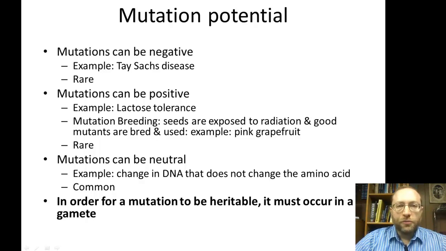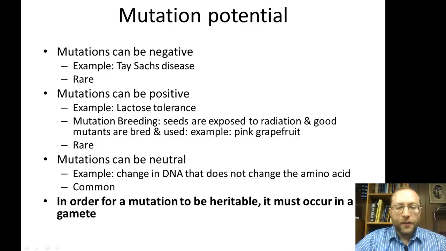Another way a mutation can be neutral is if there is a change in the DNA which does not change the amino acid at all, because you could have several different codons that code for the same amino acid. So a change in one letter could end up with the same amino acid. We saw this in a lab that we did recently, comparing the gene for cow insulin to human insulin. And as I said, these neutral mutations are common.